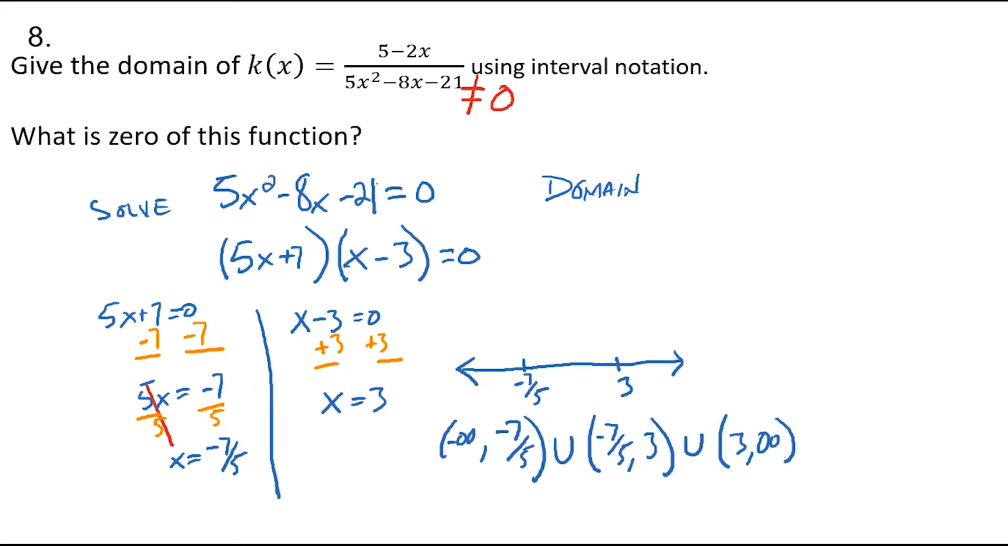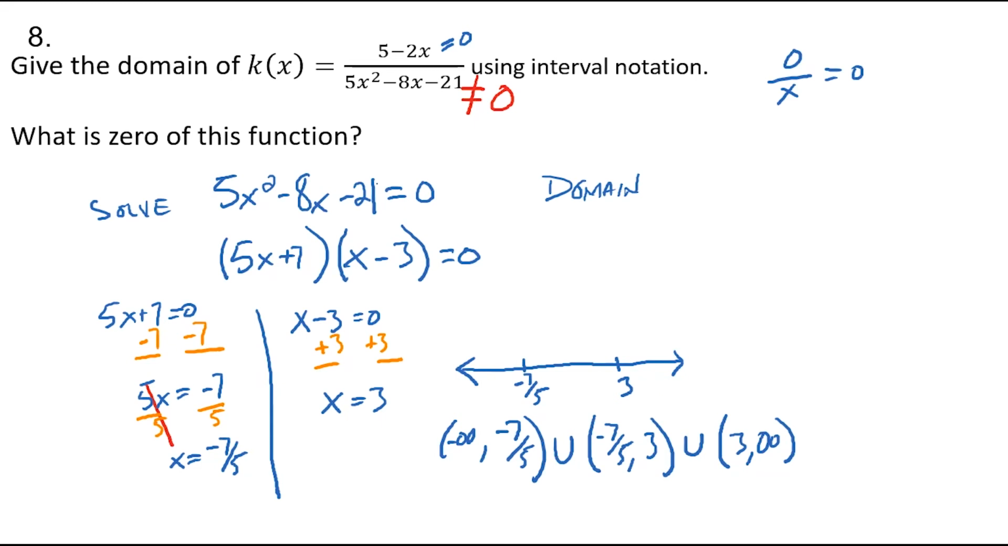Okay, so here is our domain. The final thing that we need to consider is that we want to find out what the zero of this function is. So to find out the zero of this function, we need to see what causes this to equal 0, because 0 over anything is always going to result in 0. So we want to see what value will result in this function equaling 0.